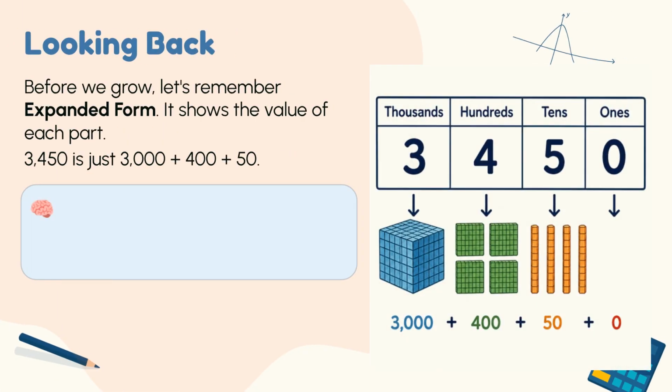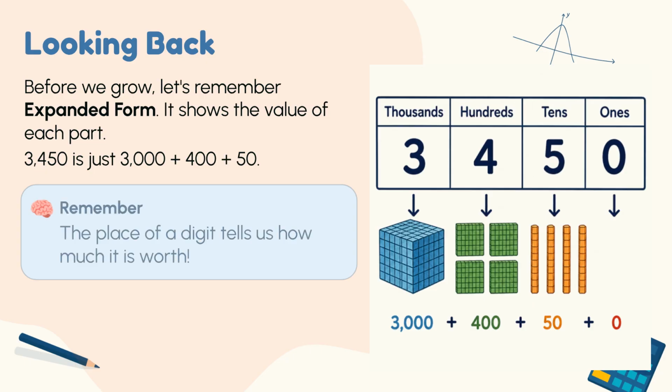Before we learn to grow numbers, let's remember expanded form. It shows the value of each part. For example, 3,450 is 3,000 plus 400 plus 50. Remember that the place of a digit tells us how much it is worth.